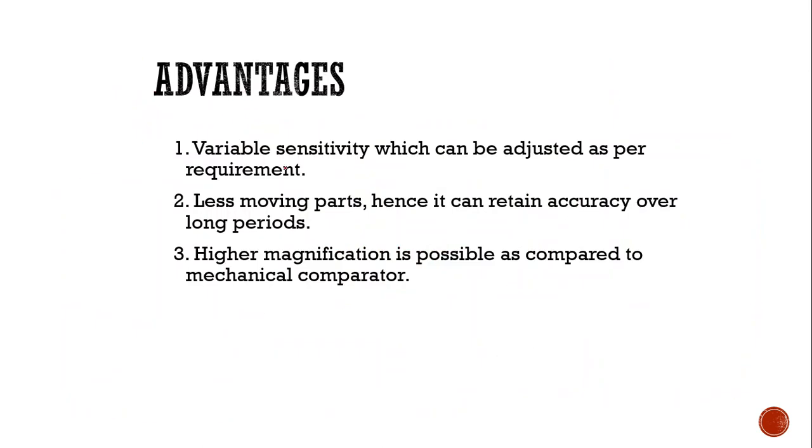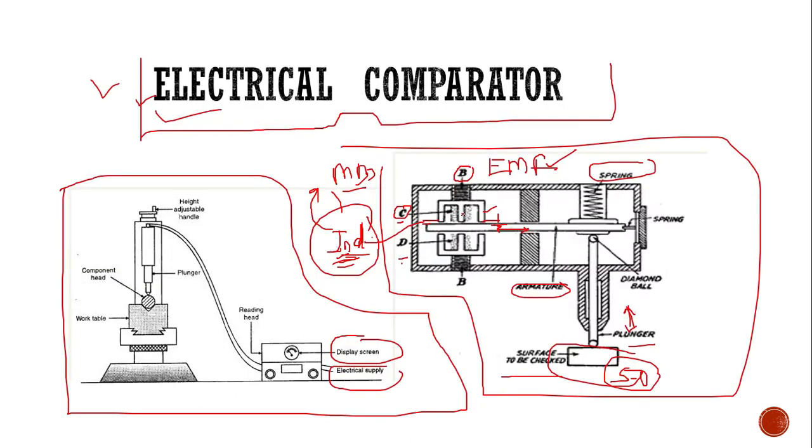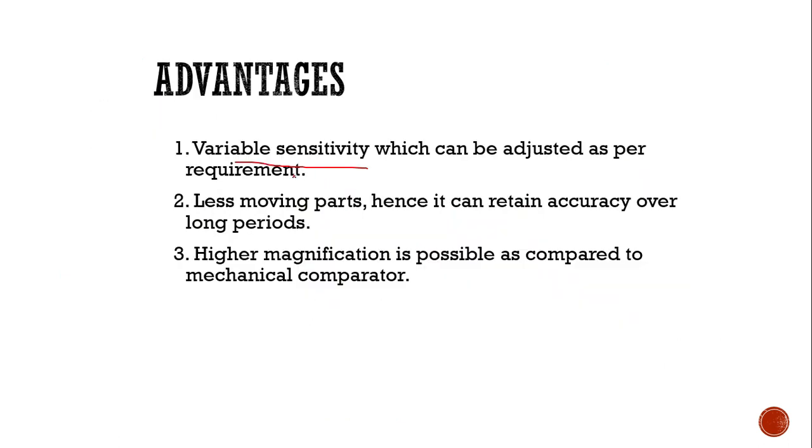So the advantages: variable sensitivity. See, if you have used electromagnets, by changing the magnetic field, you will be changing the sensitivity of the instrument, which can be adjusted as per the requirement. Obviously, sensitivity has an impact on the accuracy. Fewer moving parts, which is true in this case also. Due to that, the accuracy can be retained over long periods, and it has higher magnification as compared to a mechanical comparator.